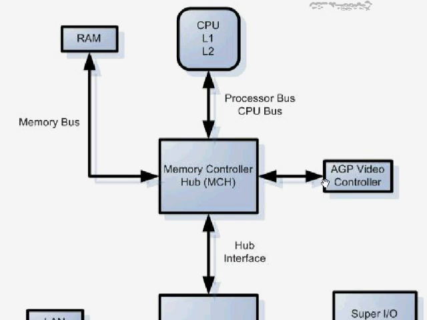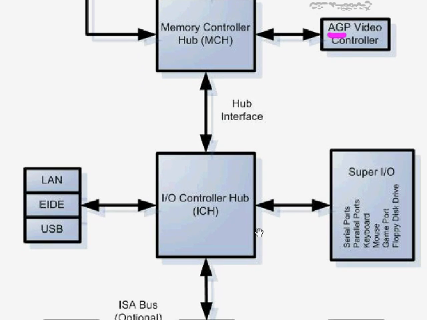Then we still have this over here though, the AGP video controller, which is pretty much the same as what we used to have, and which I already described a little bit earlier in the North Bridge architecture. This is known as the processor bus or CPU bus when the CPU has to communicate with the memory controller hub. That's the pathway that it will take. And then we'll also have the hub interface, which communicates down here with what used to be the South Bridge.